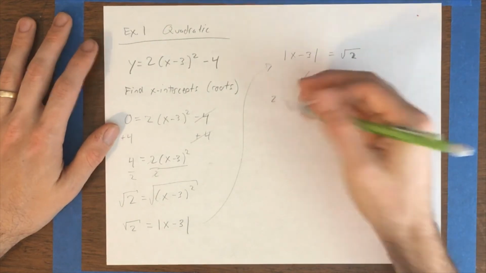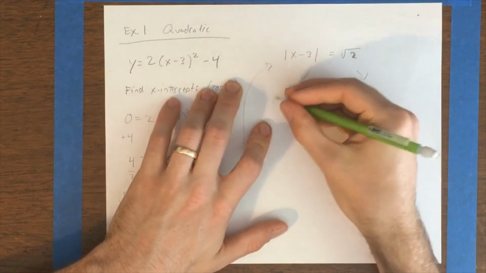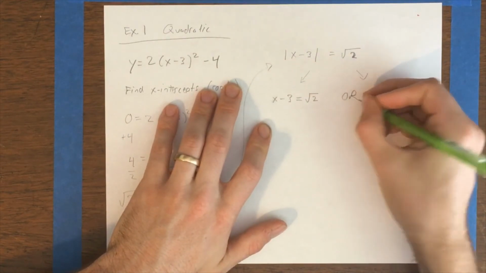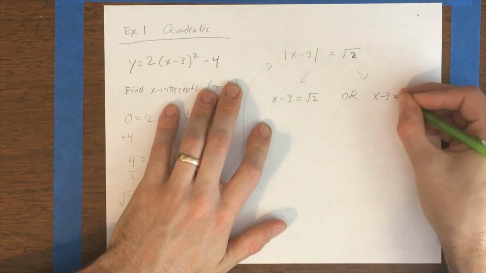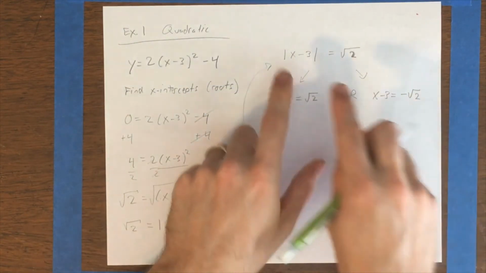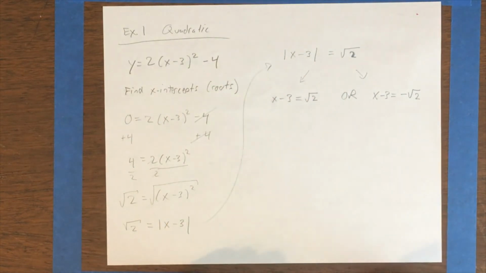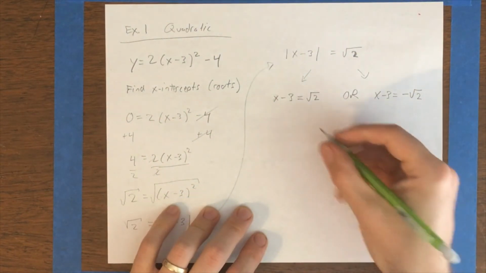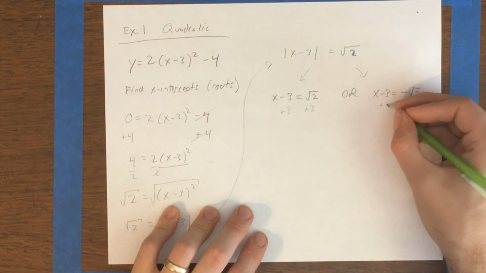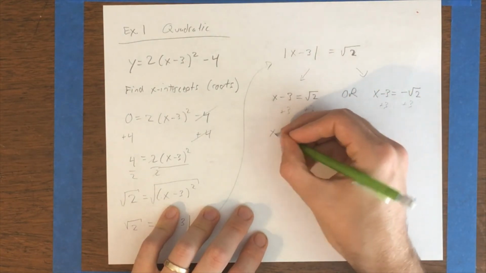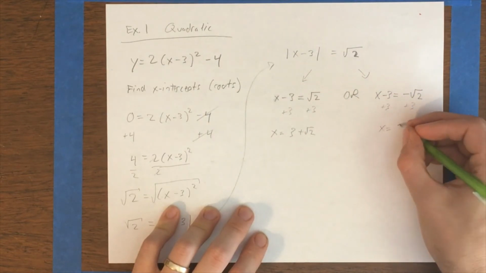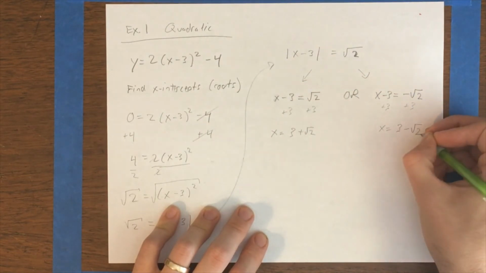One is that x minus 3 actually equals the square root of 2. And the other possible case is that x minus 3 actually equals the negative square root of 2, right? One of those two things must have been true in order for its absolute value to be the square root of 2. So there's the two options, and then we can solve them. Let's add 3 to both sides, and let's add 3 to both sides. So in one case we get x is 3 plus the square root of 2, and in the other case we get x is 3 minus the square root of 2.